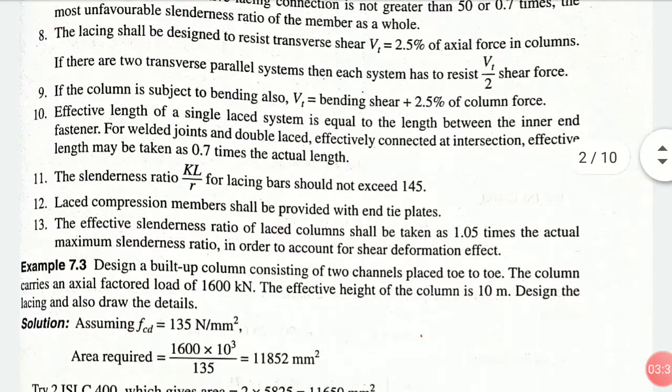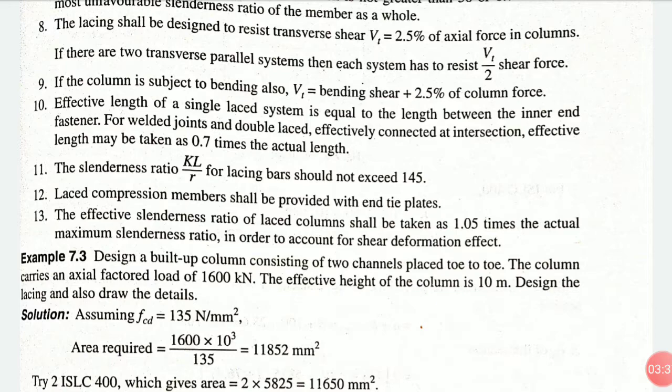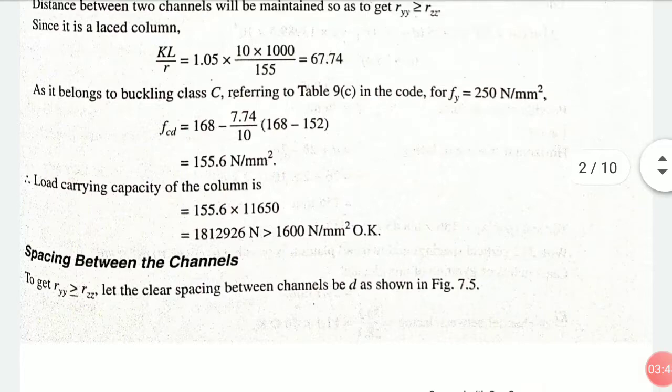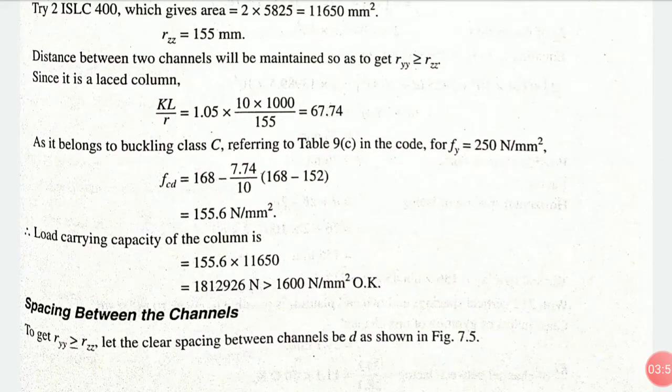See here we have the criteria. 13th point, the effective slenderness ratio of laced column shall be taken as 1.5 times the actual slenderness ratio, that is 1.5 times KL by R. So that we have done it here. 67.74 slenderness ratio we have got.